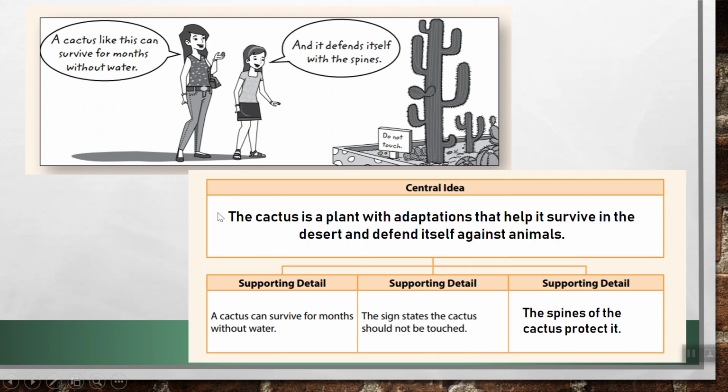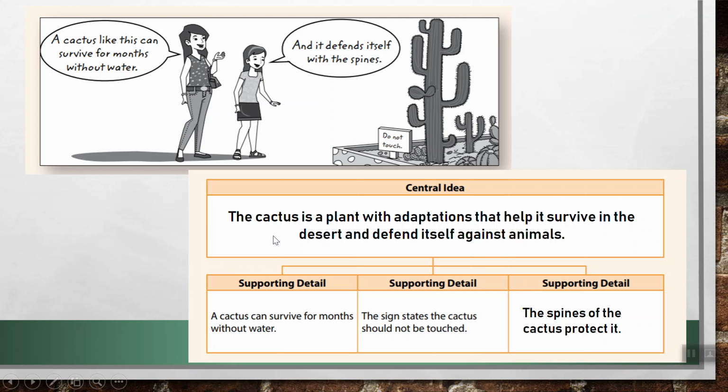Now, that means that the cactus is a plant with adaptations that help it survive in the desert. In other words, the fact that it can go months without water helps it survive in the desert and defend itself against animals. We know you shouldn't touch a cactus because of the spines, and the spines protect it. So each of these details helps elaborate or describe more about the central idea.